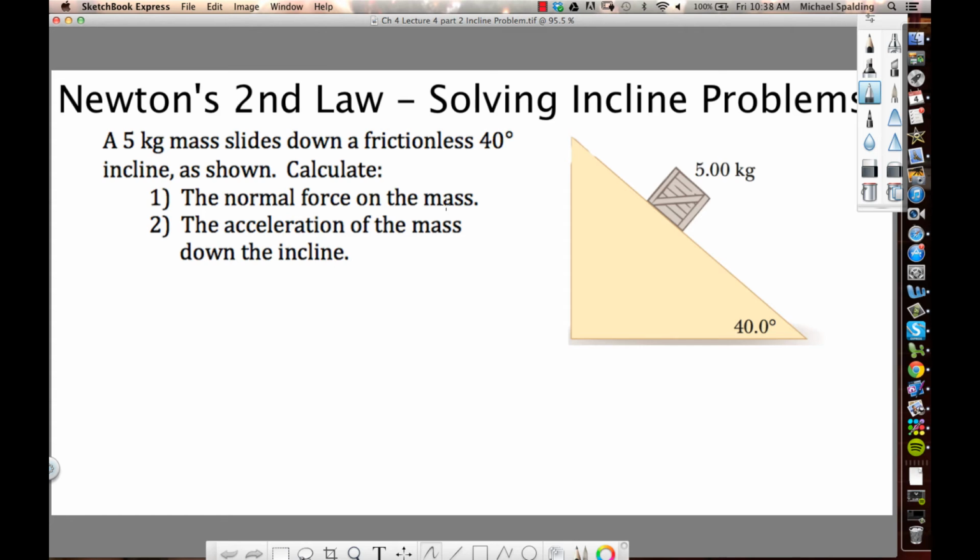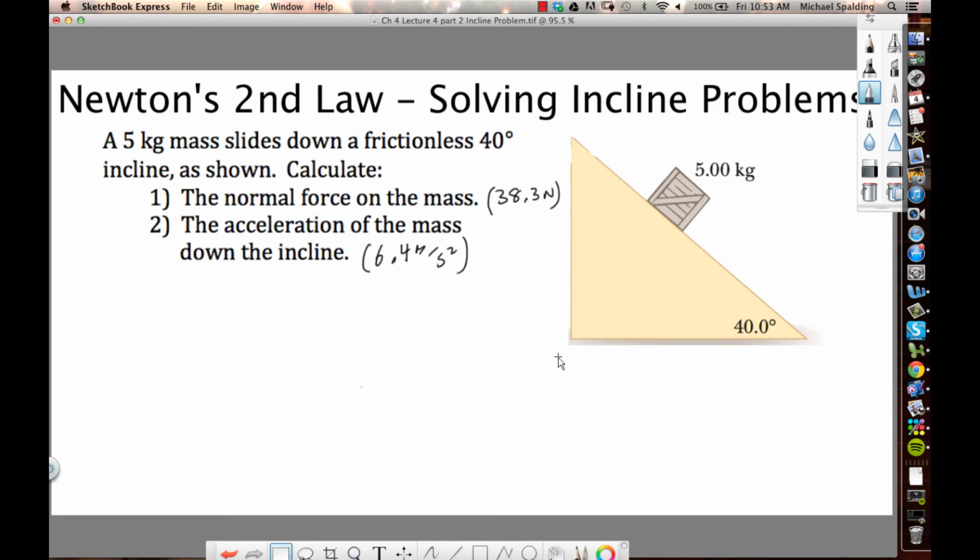All right. The answers, if you do it correctly, the answer to the first question is 38.3 newtons. And then the answer to the second question is 6.4 meters per second squared. All right, so take 10 minutes, we'll solve it, and then that's our Friday.